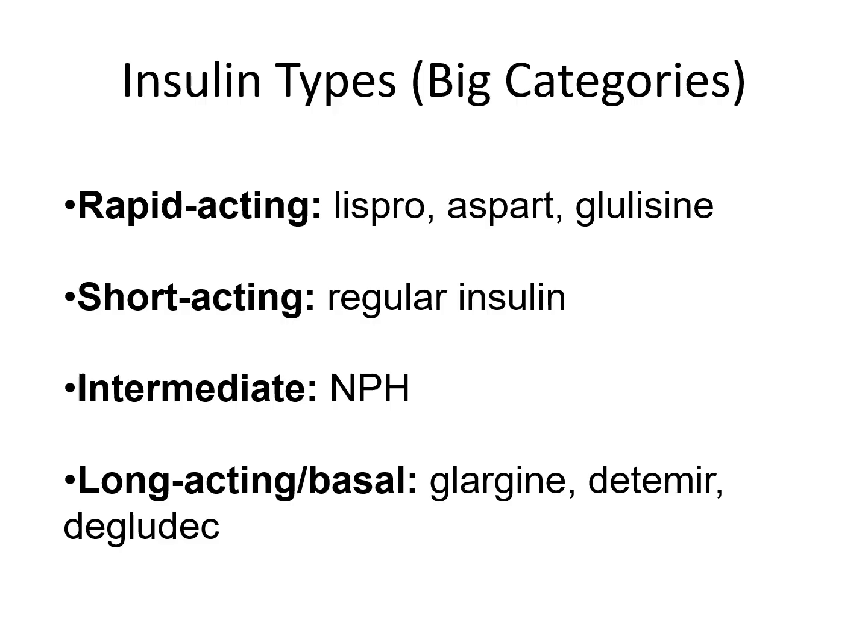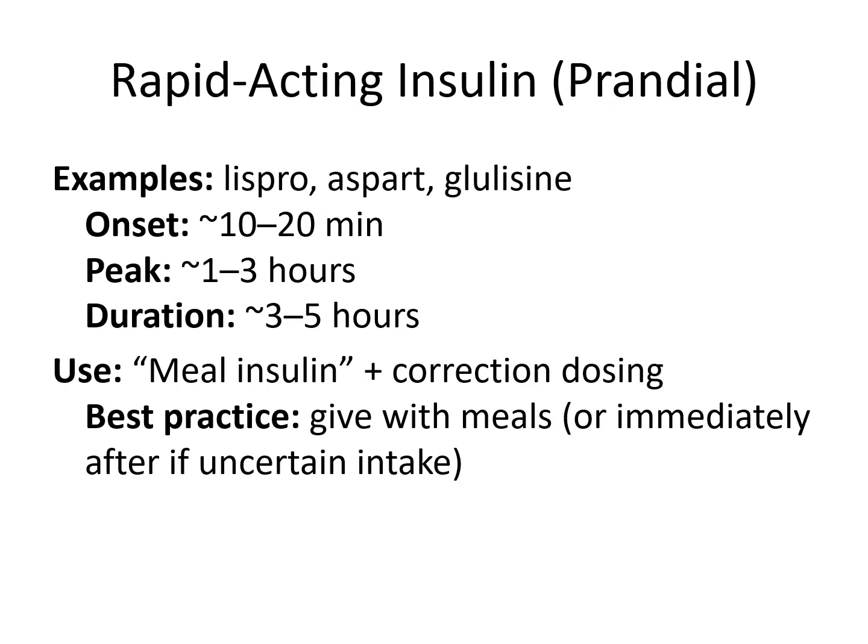Finally, we have our long-acting or basal insulin, so that's glargine, detemir, degludec. These provide a steady background insulin coverage. They are primarily used to control fasting glucose and suppress hepatic glucose output, again, largely overnight. When you see fasting hyperglycemia, you're going to think of basal insulin. When you see post-meal spikes, you're going to think of your rapid-acting insulin. So we're going to get a little more specific on each of our classes.